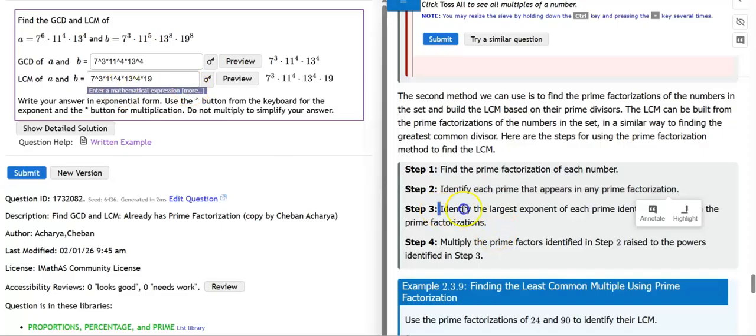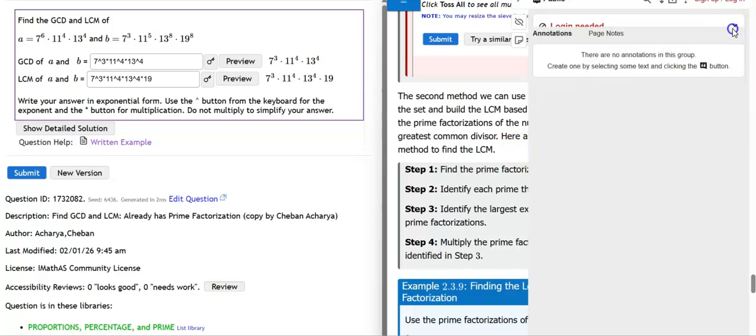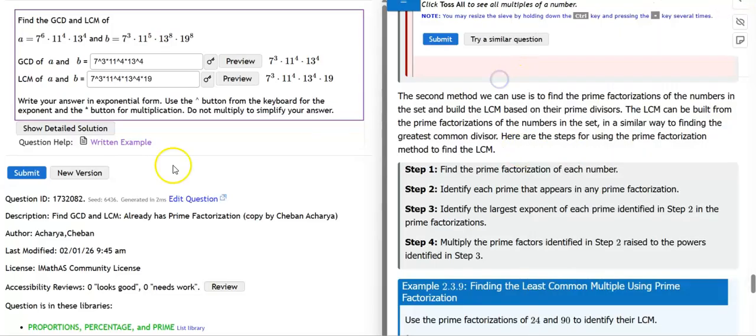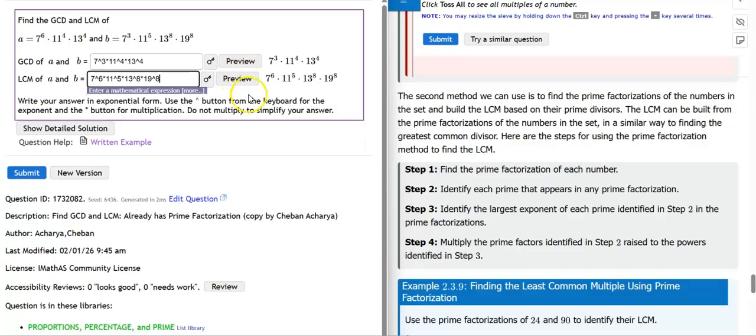Next step is to identify the largest exponent of each prime factor identified in step 2. The largest exponent for 7 here is 6; the smallest was 3. So you put 7 to the power 6, times 11 to the power 5, the largest being 5, and 13 to the power 8, the largest power of 13 is 8, and 19 to the power 8, which is the largest. So that's the LCM.